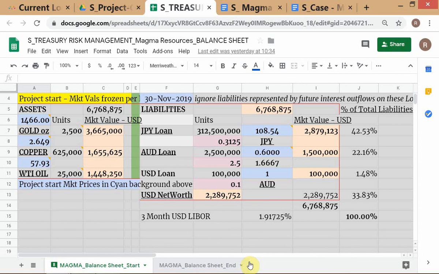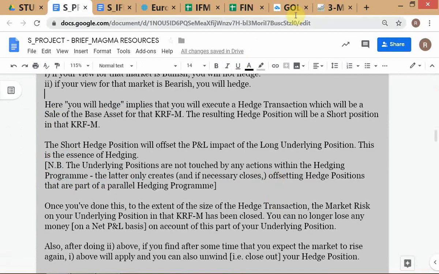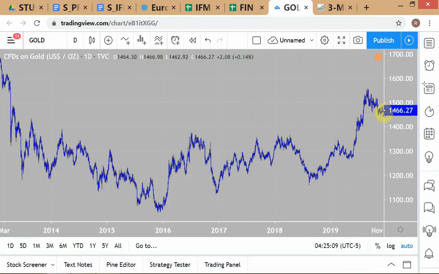Take each KRF by turn, form a view on the market. If the underlying position is long and the market view is bearish, then you are going to lose money on the underlying position. You need to set up an offsetting hedge position. Therefore, you need to do a hedge transaction. You have to think of the hedge book as sitting on top of the underlying book. You do not touch the underlying book. You just set up offsetting positions when you are afraid that the underlying position is going to lose money.